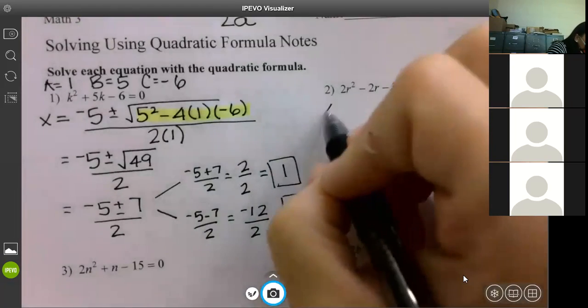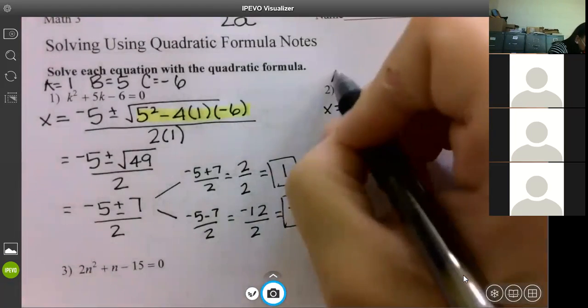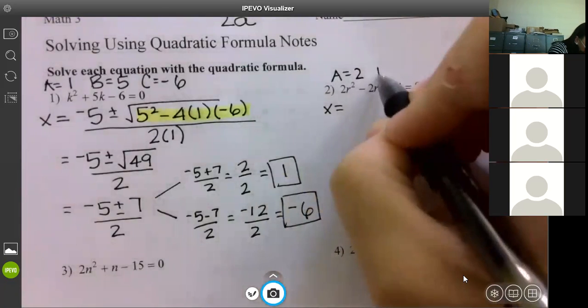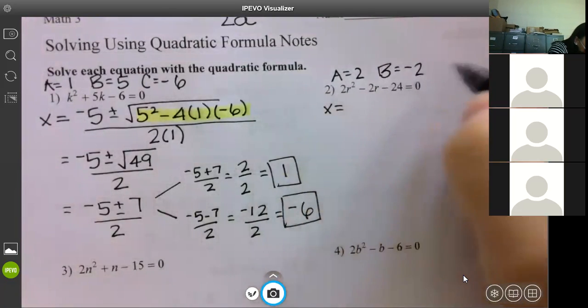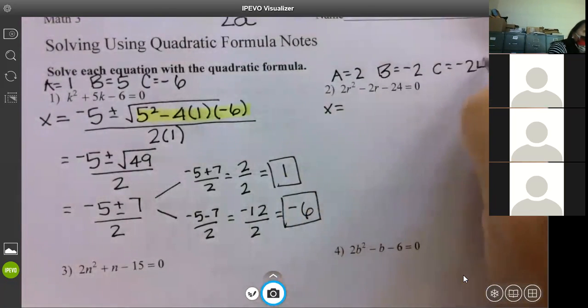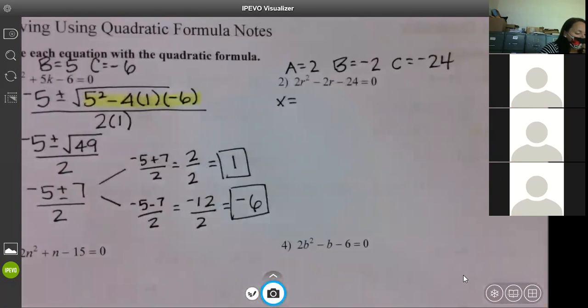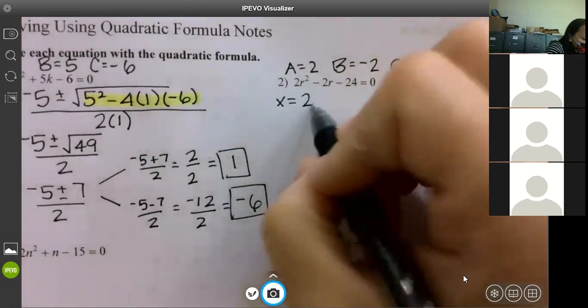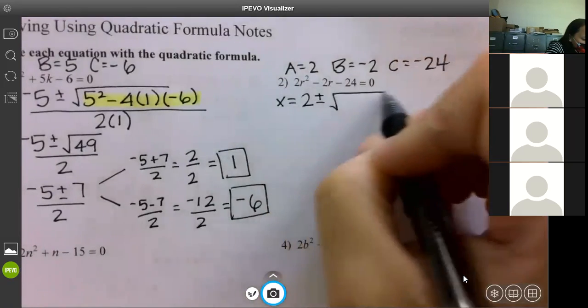So we have x equals, a is 2, b is negative 2, and c is negative 24. Again, it just makes the numbers bigger than what you normally have. If you want to take out the GCF, you absolutely can. It'll make your quadratic formula a little bit smaller. All right, so x equals negative b. What is negative b? 2. Plus or minus, big fat square root sign.